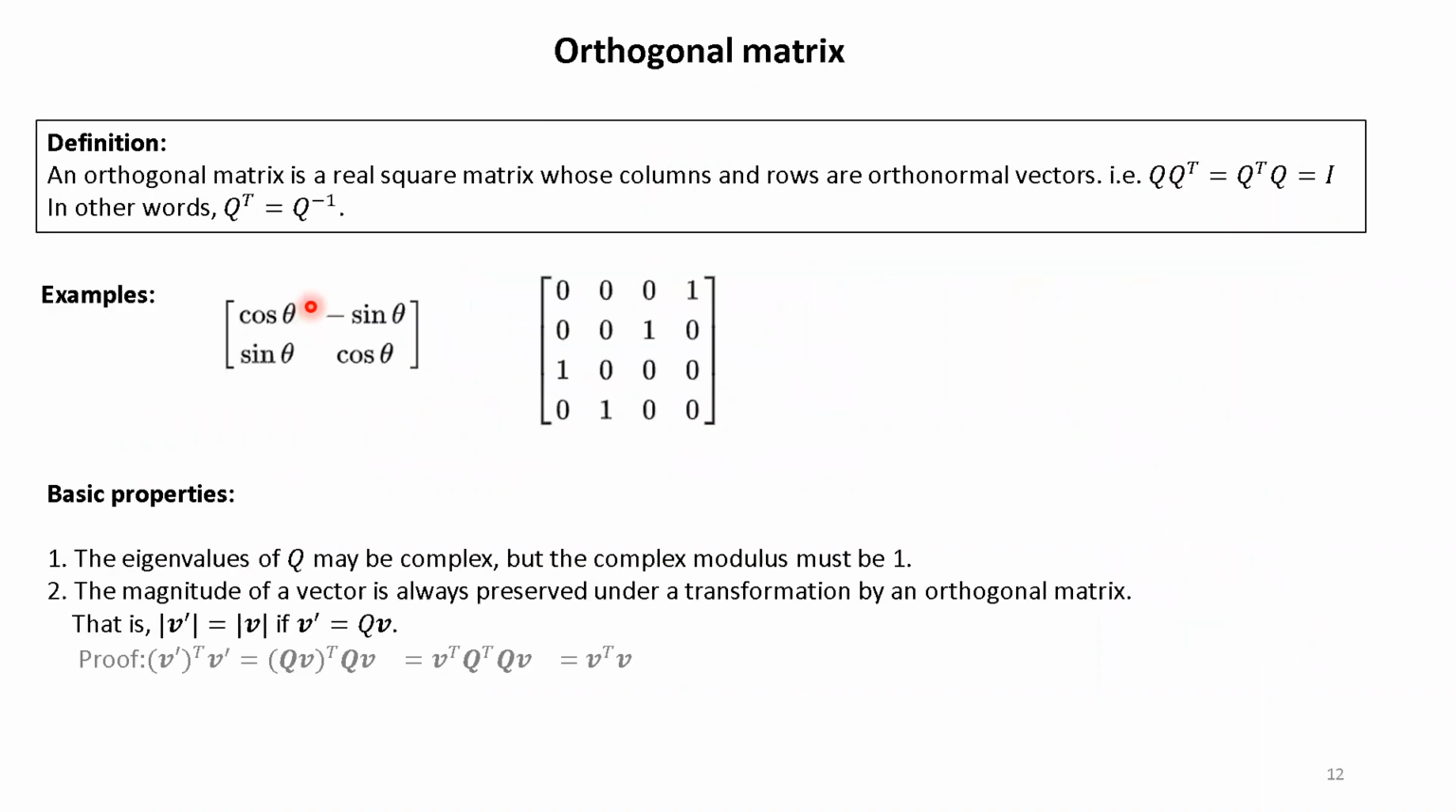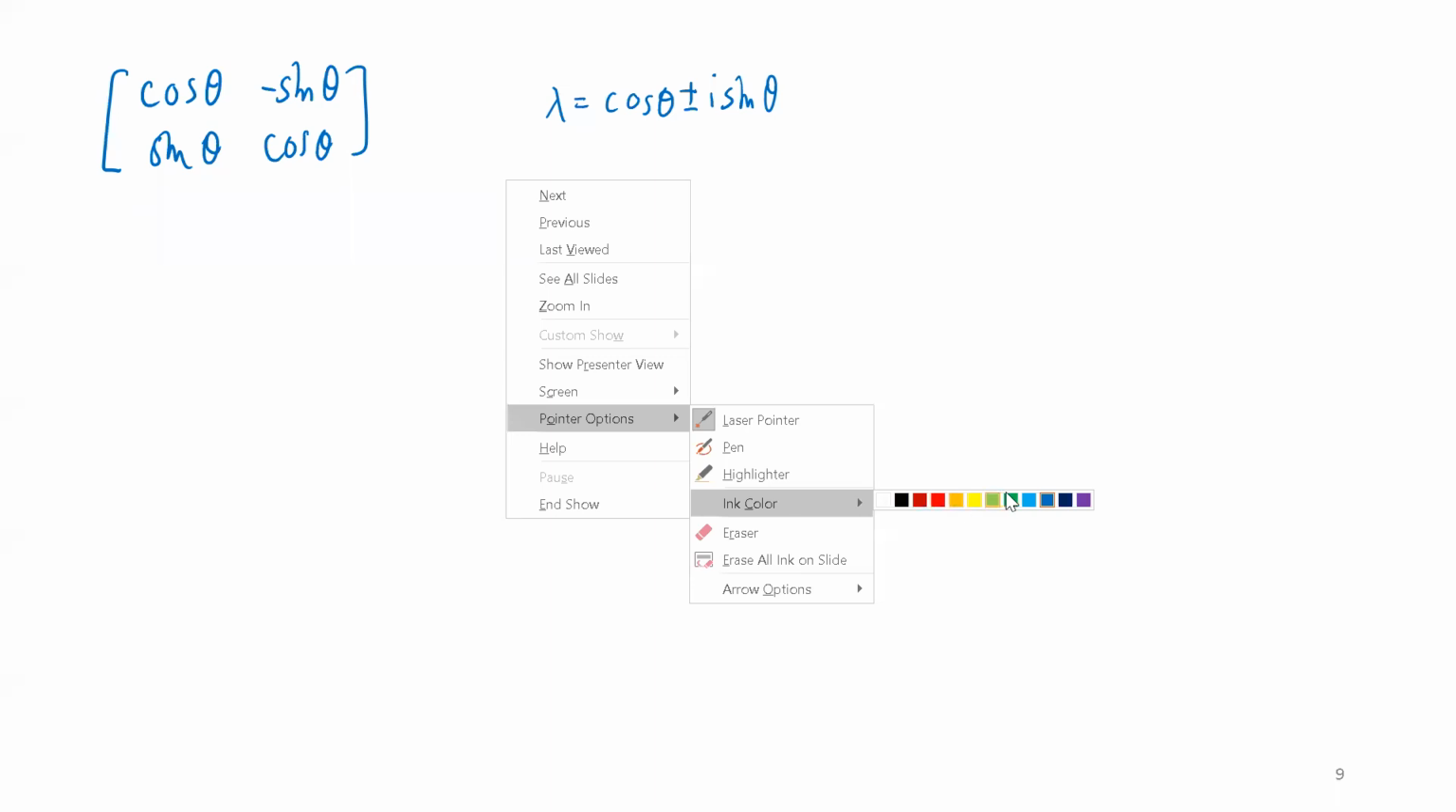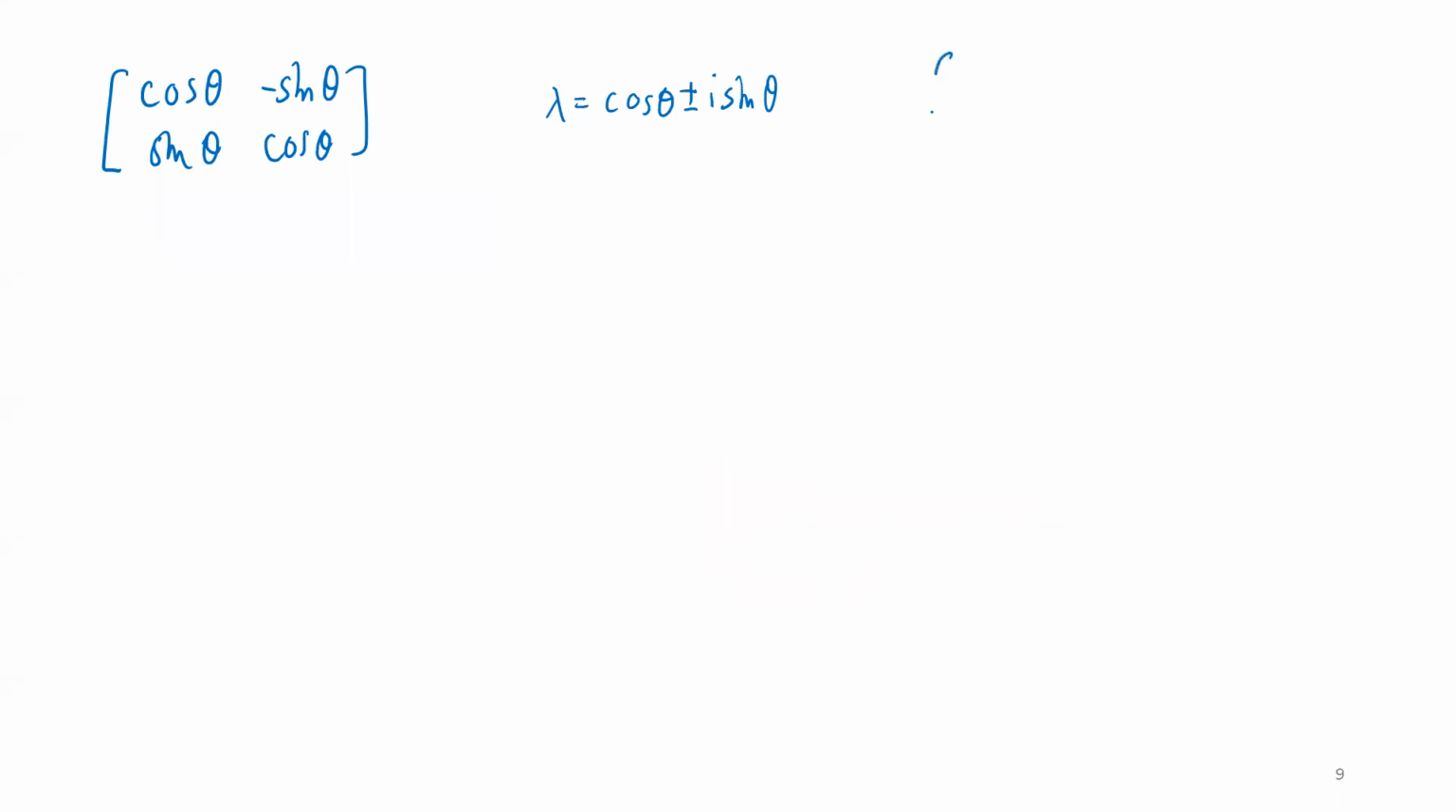Okay, and you might ask, why can the eigenvector be complex if I have a real matrix? But again, let me go back to this example here. If you go ahead and try to plug this eigenvalue back into this matrix, you will find that the eigenvector is this.